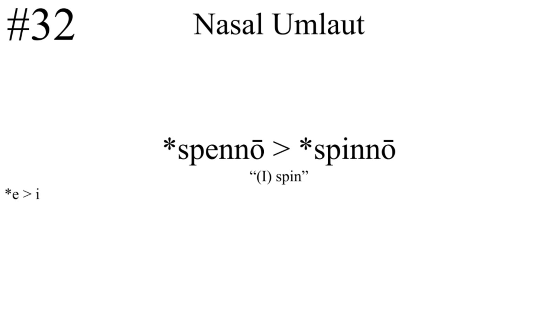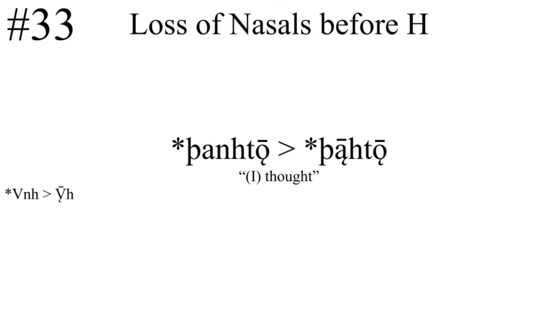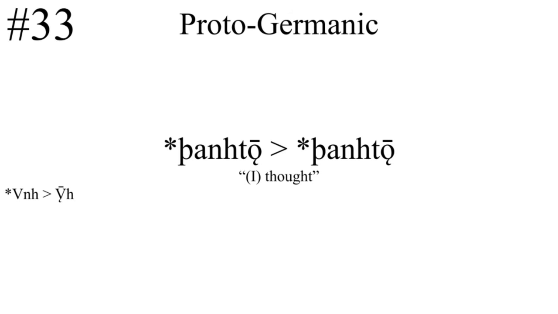Anyway, you know how the e becomes an e? I don't think we've done that yet. So let's say e becomes e whenever it occurs before a nasal. And then nasals disappear before ch, which isn't written because it's a uniform thing. And speaking of which, this is Proto-Germanic.